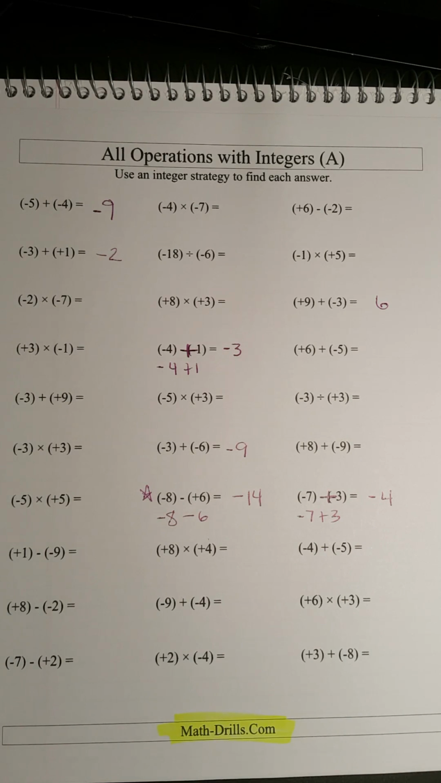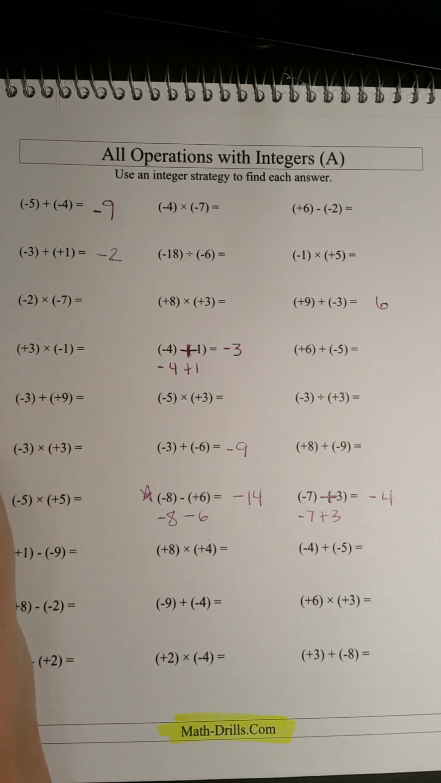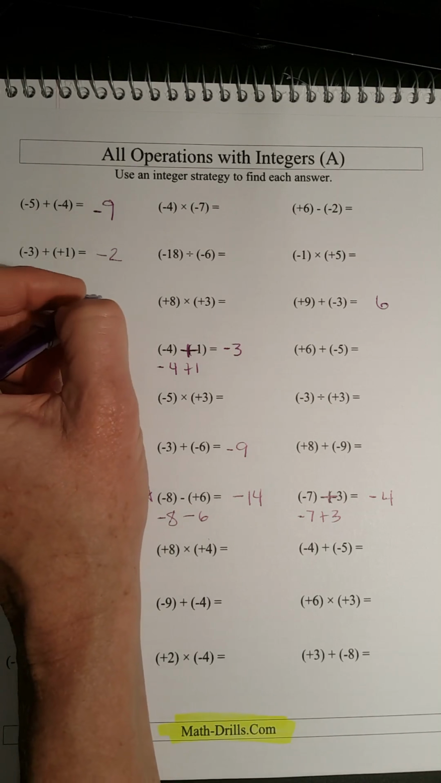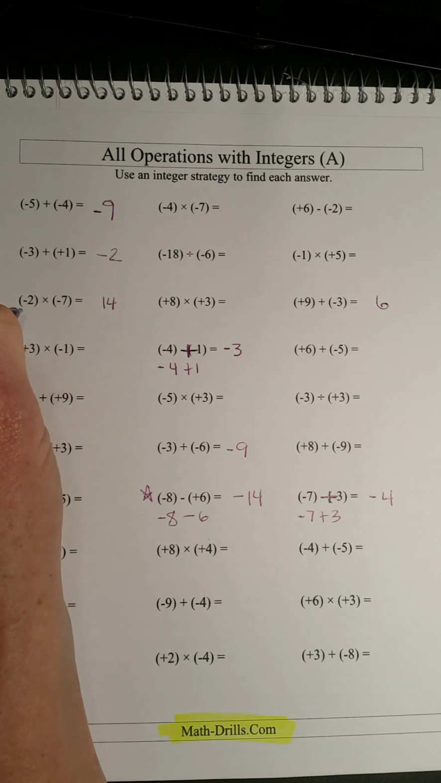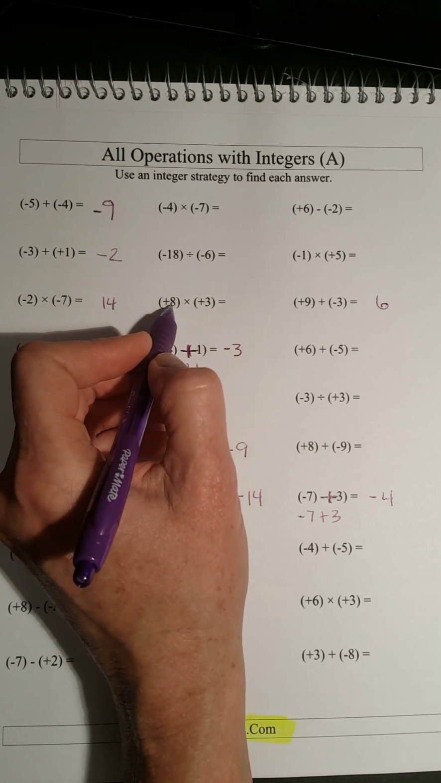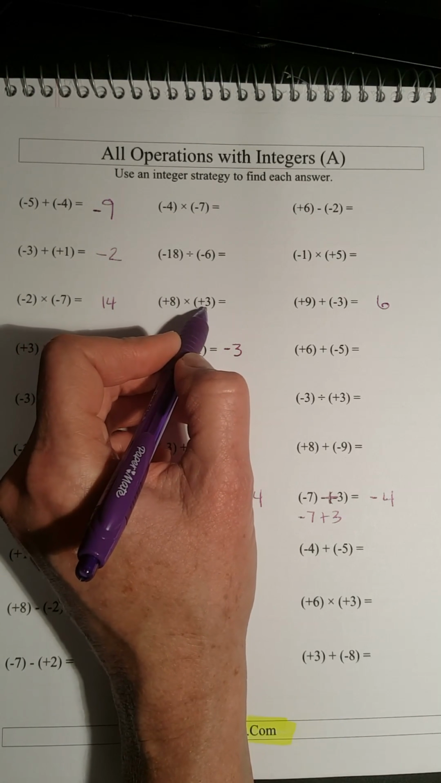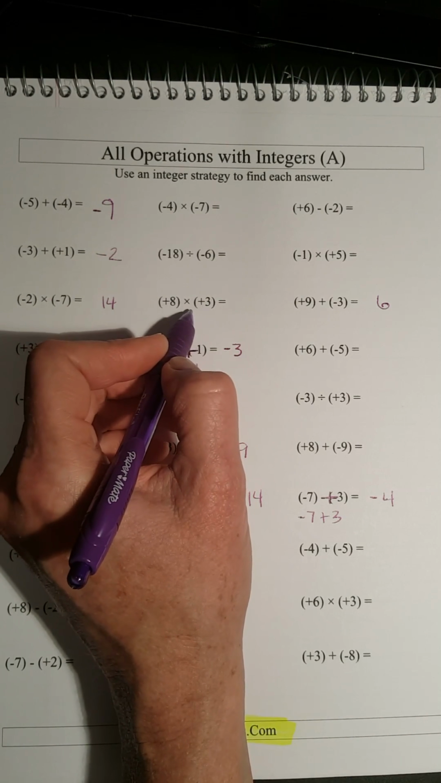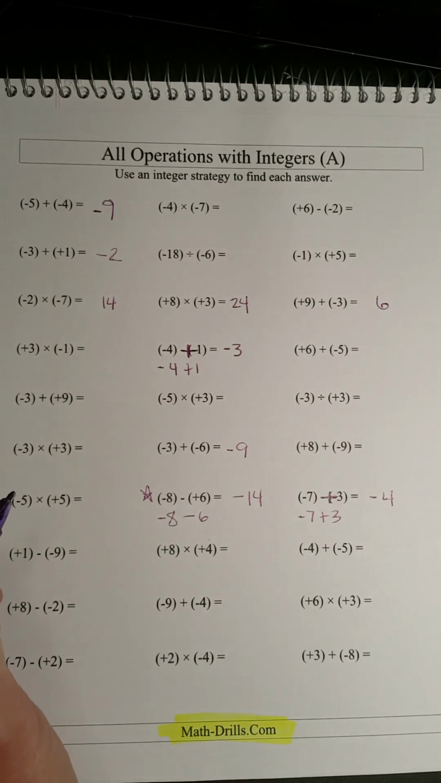All right, let's do a multiply. Let's go to this multiply. So same signs, positive answer. So 2 times 7 is 14, and it should be a positive answer because they're both negative. We're going to do this one that's right next to it. So this is just standard math, right? I have a positive 8 multiplied by a positive 3. You don't even need the positive signs. It's just 8 times 3, which is 24.